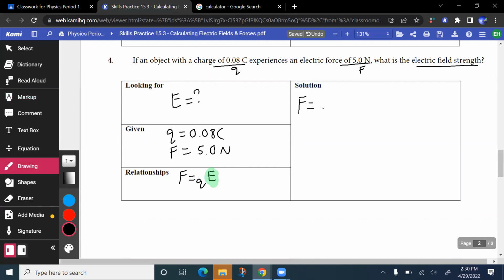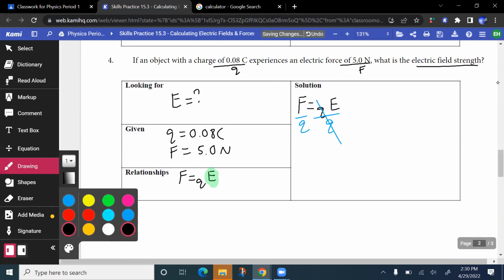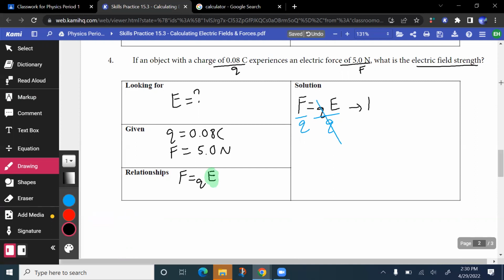So F equals Q times E. How do we isolate for E? We have to divide by Q. E would therefore be the force divided by the charge, and the electric field strength would be the 5 newtons of force divided by the 0.08 coulombs of charge. So 5 divided by 0.08 would be 62.5 newtons per coulomb.